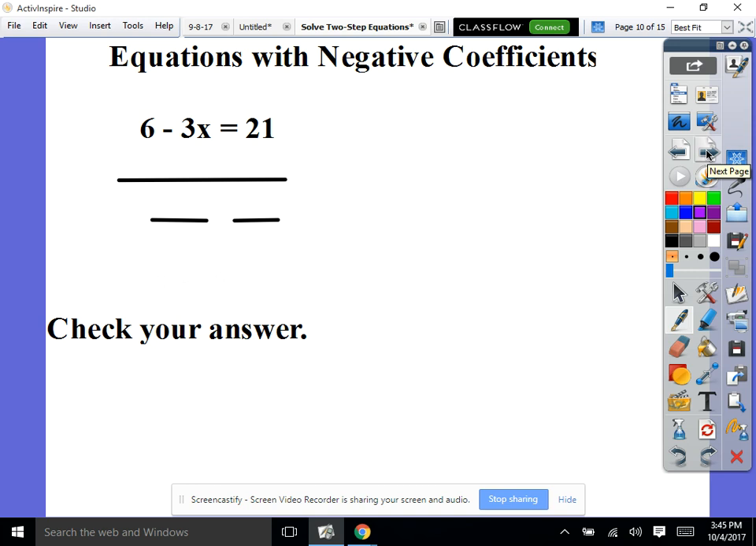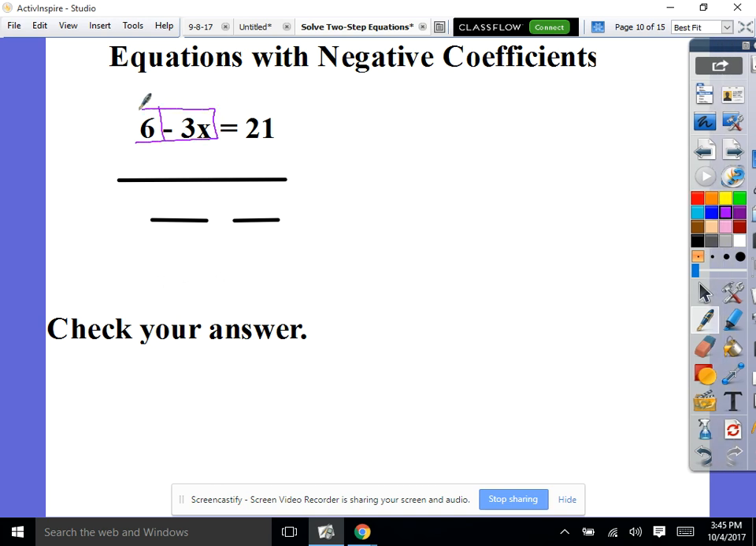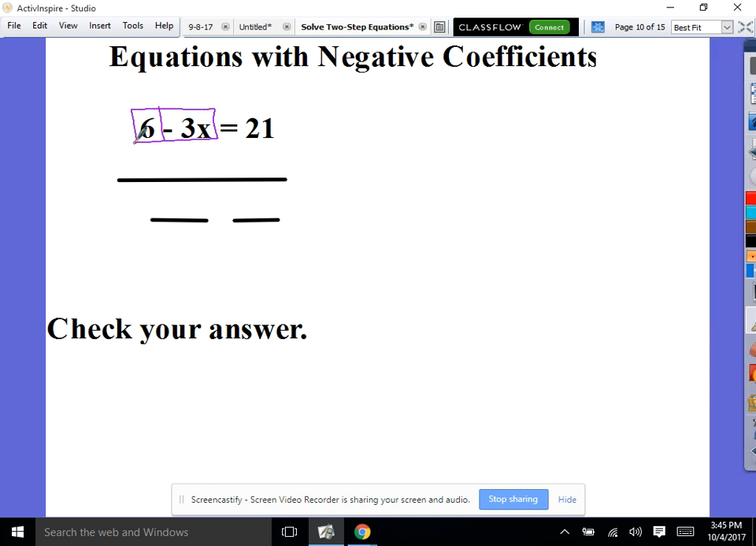All right, if we have negative coefficients, no different. We're just going to divide by negative numbers. Still draw your line in front of the sign. Sign goes with the term that follows it. So this is a positive 6. We're going to subtract 6. That leaves us with negative 3x equals 21 minus 6 is 15.